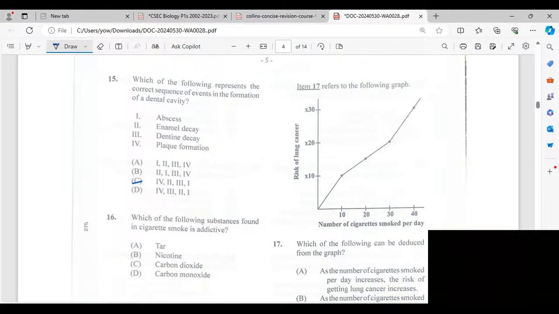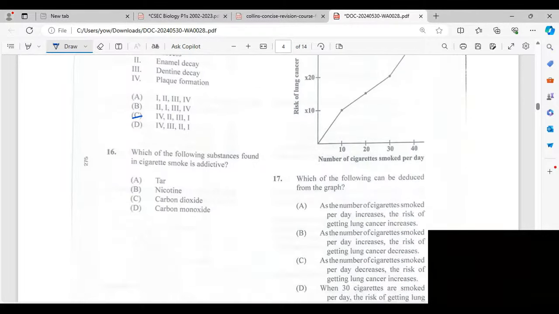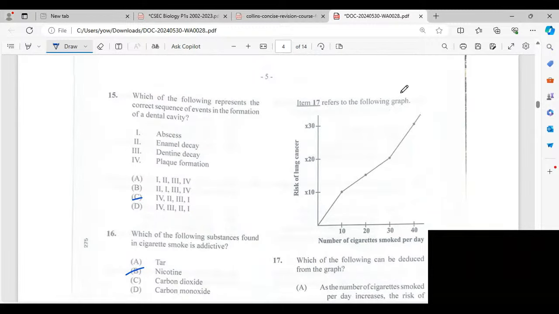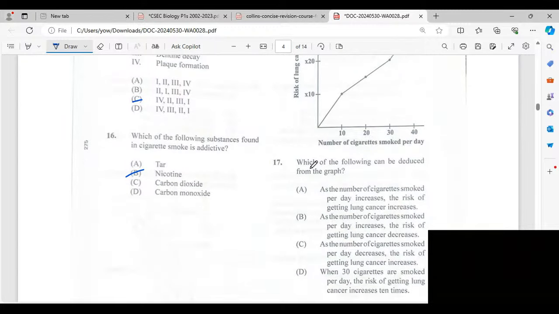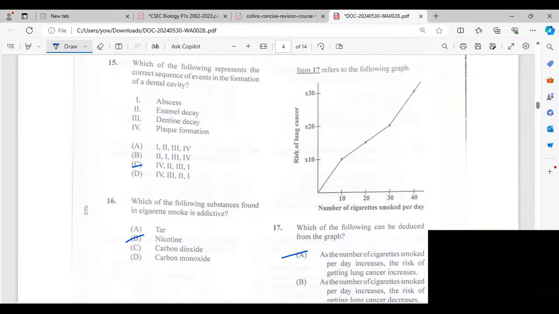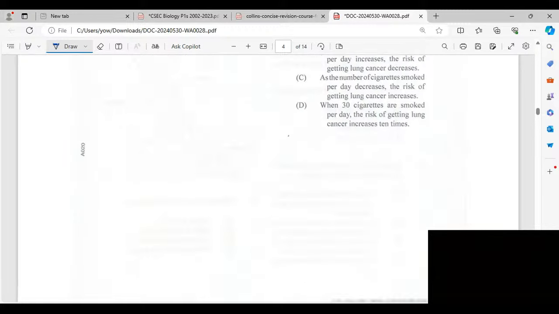Moving on, which of the following substances found in cigarette smoke is addictive? 16, nicotine causes addiction. All right, 17 refers to the following graph. Which of the following can be deduced from the graph? We don't have to look any further than A, because as the number of cigarettes smoked per day increases, the risk of lung cancer increases as well. That's pretty straightforward for 17, and that would have been a repeated question.